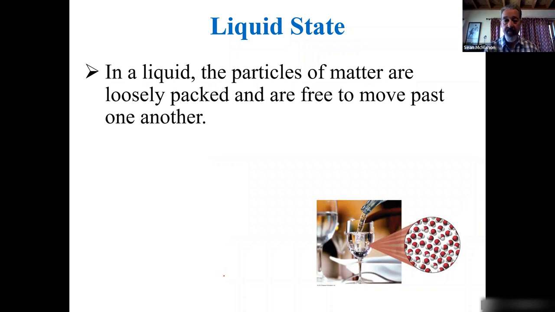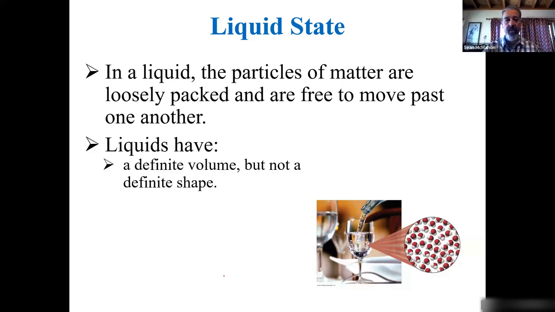What about liquids? Liquids are closely packed, but not as close as solids. So even though they're close to each other, there's a little bit more mobility in the motion. They can freely move past each other. I call it kind of a slipping and sliding motion. As a result, they can flow. You could pour a liquid. So they have a definite volume, but not a definite shape.